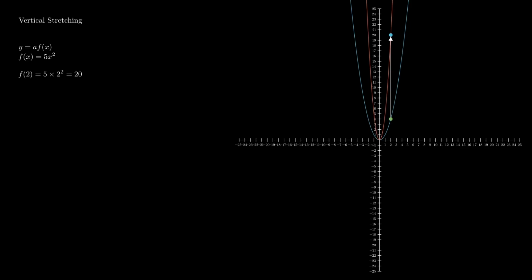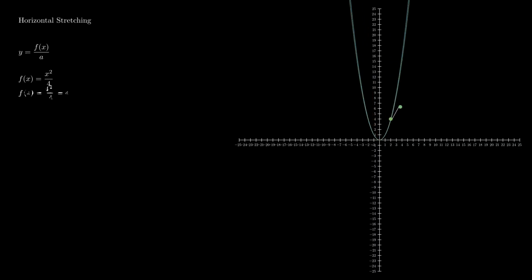Okay, now for horizontal stretching, we have y equals f of x divided by a. So f of x equals x squared divided by 4. This widens the parabola, so the curve spreads outward. The point at (2, 4) moves to (4, 4), okay? Because now we have moved right while keeping the y value the same. This seems backward at first, but think of it as needing larger values to reach the same y value.